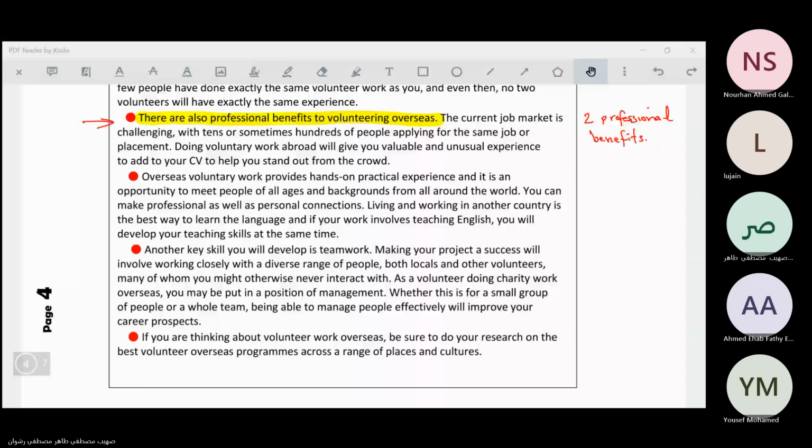Done, sir. I'm done. Yeah, excellent. Yusuf and Ahmed, Lujain and Nurhan. Unusual experience to add in your CV. All right, this is one. Thank you.